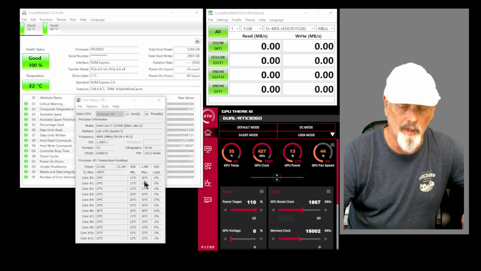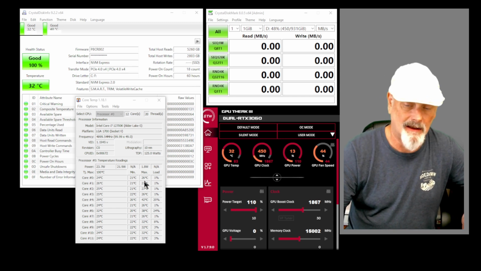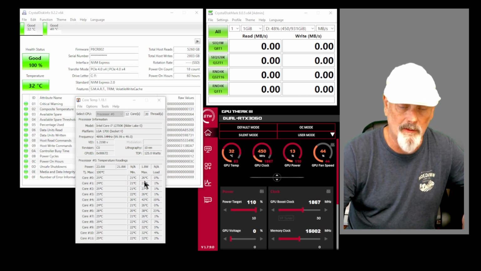with an overclock board, this is using a Z690 chipset, so we are overclocked with a Gen 12 i7. That's why we have these 12 cores here.